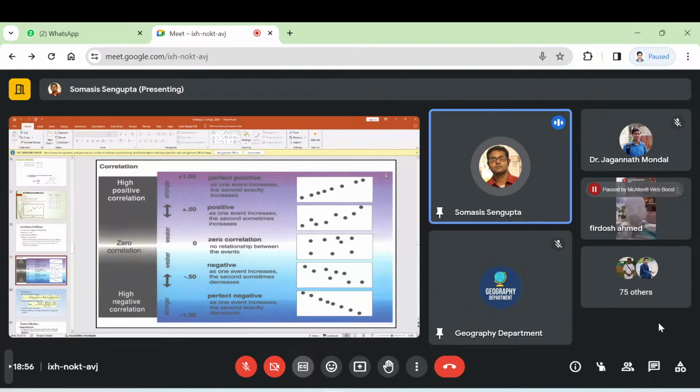So, as one parameter increases, the other parameter increases exactly. In this second diagram, you see, although there is apparently a positive relationship, these points are not exactly on a straight line. We say that it is a somewhat weaker relationship. In the third diagram, there is apparently no relationship. So it's a zero correlation, and the opposite is negative correlation, and ultimately you have a perfectly negative correlation. So this is a basic scatter diagram.